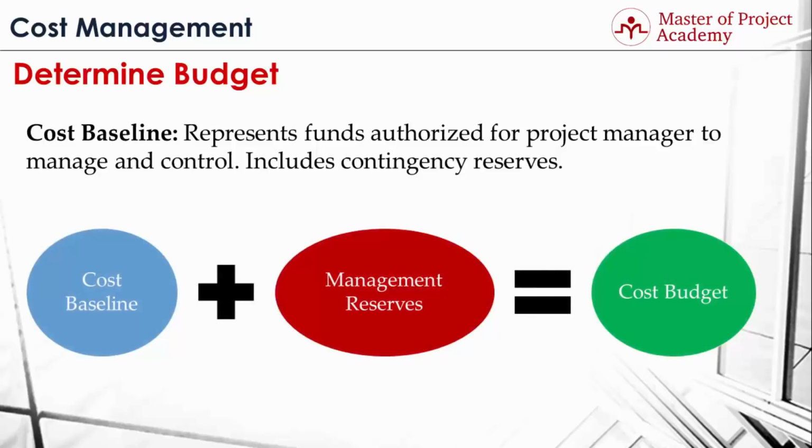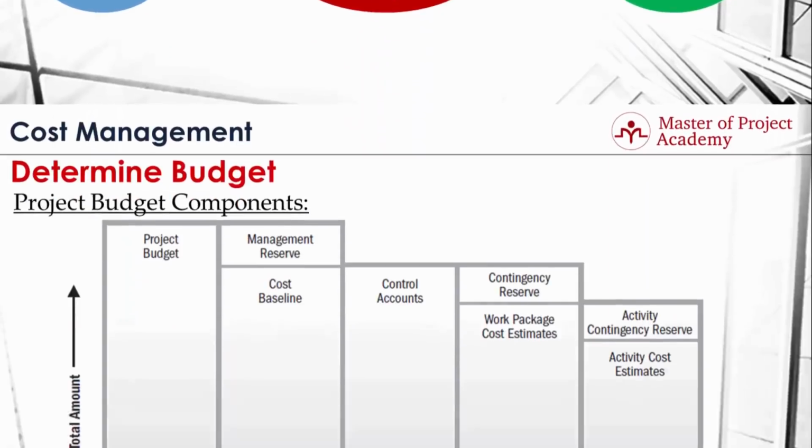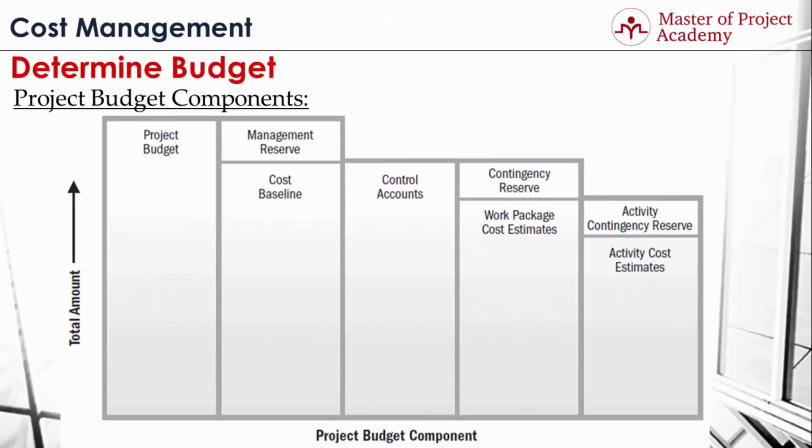Cost baseline under the control of the project manager and management reserve put by the management of the company together constitute the total cost budget for a project. In other words, cost budget is the total amount of money that a company allocated for a project. Let's have a look at the details of cost budget components. This figure shows how project budget is constituted clearly. Note that cost budget is also referred to as project budget. As we've seen in a previous slide, cost baseline and management reserve together constitute the project budget.